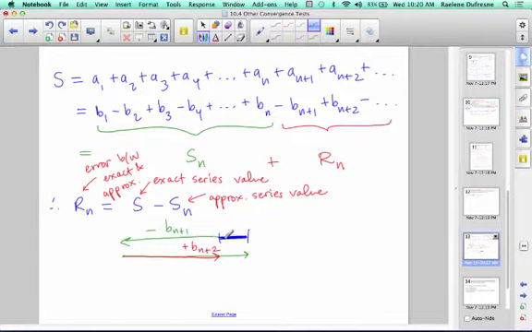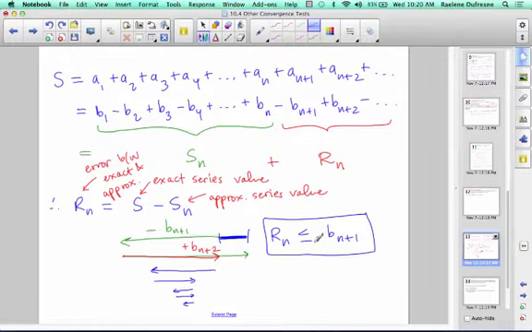What's the maximum that that blue distance can be? Especially if we keep adding terms and we keep going back and forth and back and forth. Well, the maximum that this original blue distance can be is the same as the full green distance. So we're seeing that Rn is at most bn+1. And at most means that Rn is going to be less than or equal to bn+1. And so this is the idea of the alternating series error estimate. You simply need to say, because the series satisfies the alternating series test conditions, that the Rn is less than or equal to the magnitude of the bn+1 term.